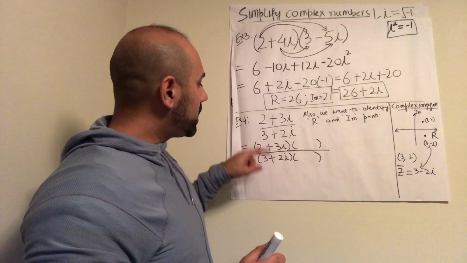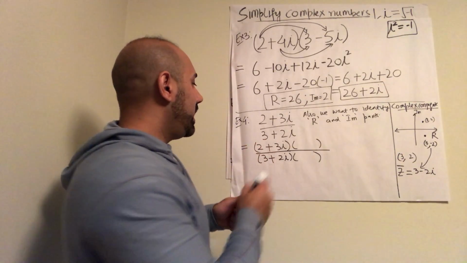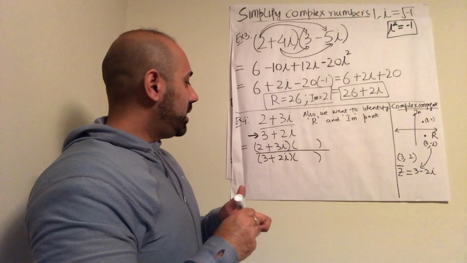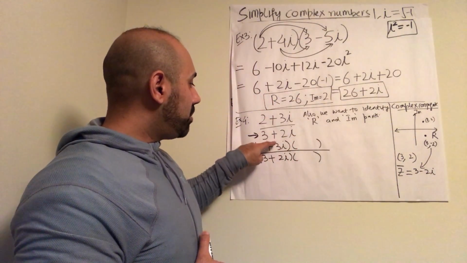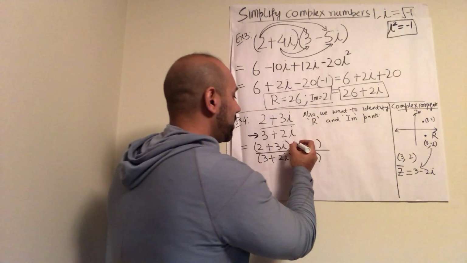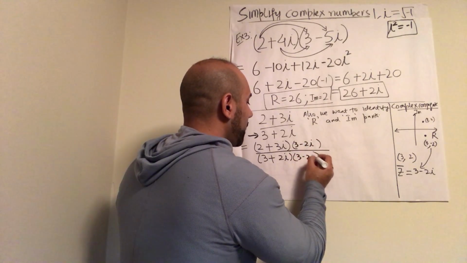So what do we do with this complex conjugate? First, you find out the complex conjugate of the denominator. We're only interested in the complex conjugate of the denominator, which is already here, 3 minus 2i. Then you multiply both the numerator and denominator by that complex conjugate. So I'm going to multiply this with 3 minus 2i and 3 minus 2i.